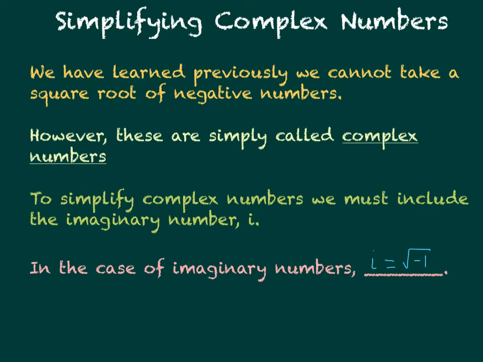So what this means is if you have the square root of a negative number, then all you have to do is break it apart, use our square root rules, and break it apart into negative 1 and then whatever the other number is. Simplify your square root, and then you can replace the square root of negative 1 with the letter i.